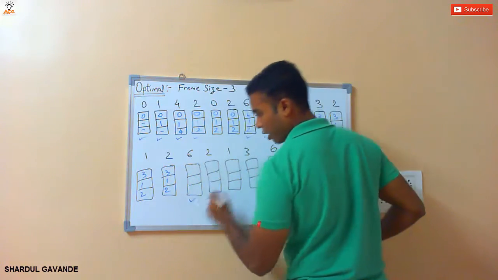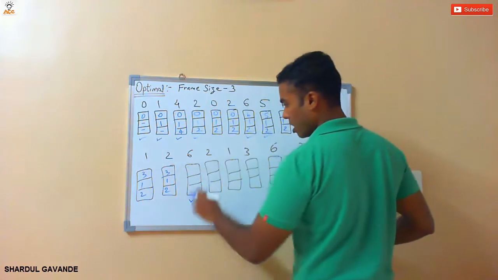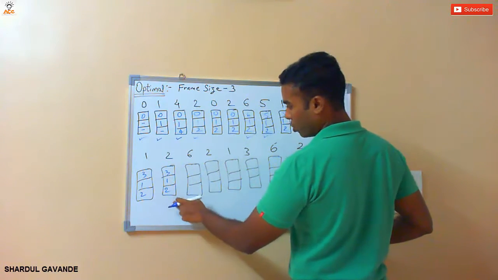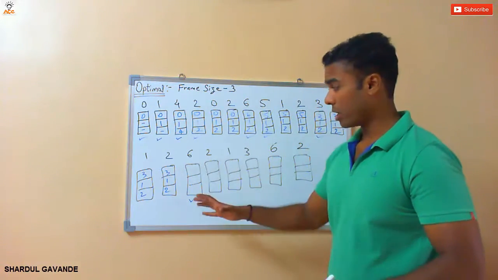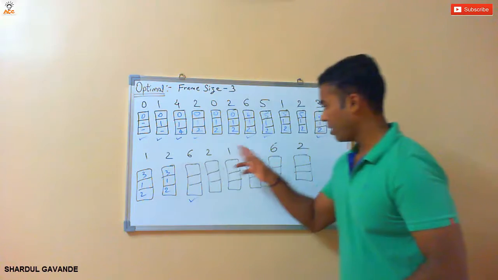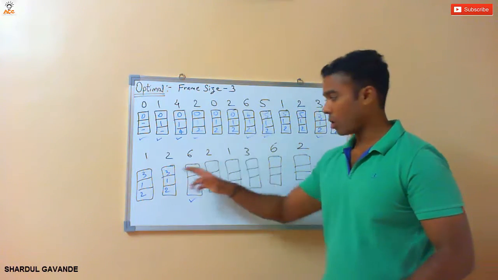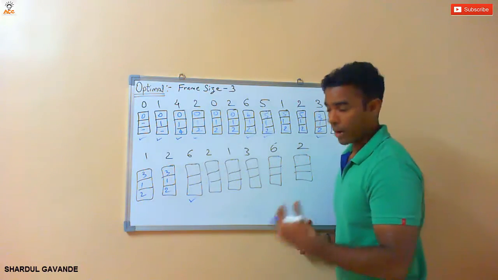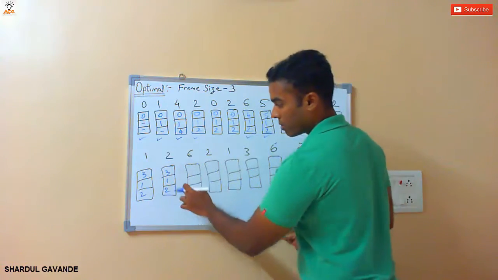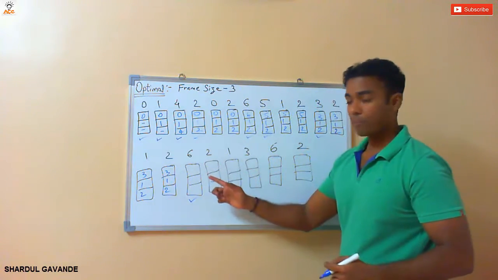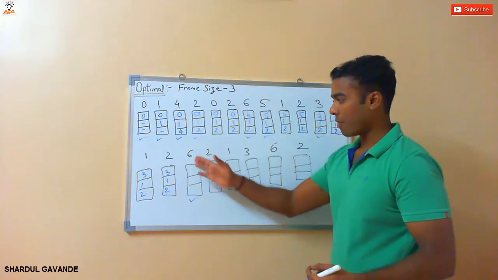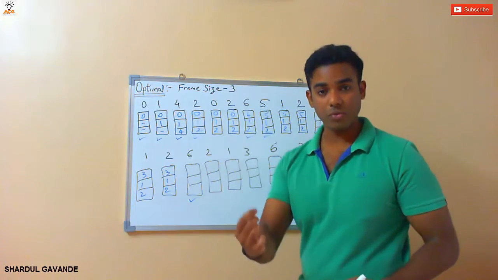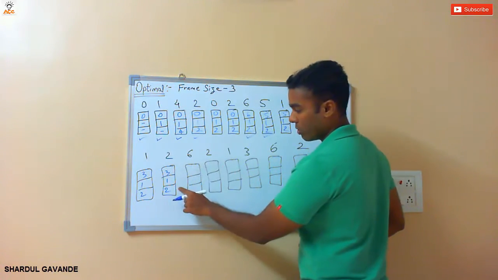Number 6, page fault because 6 is not present. So now which one to replace? Check for the numbers. 3 we will require, 1 we will require, 2 we will require. So this is a case where we will require all three numbers further on. But which number will we require at the earliest stage? That means after 6, among these three numbers, which is the very first one we will require? The number is 2. So we will not replace 2.